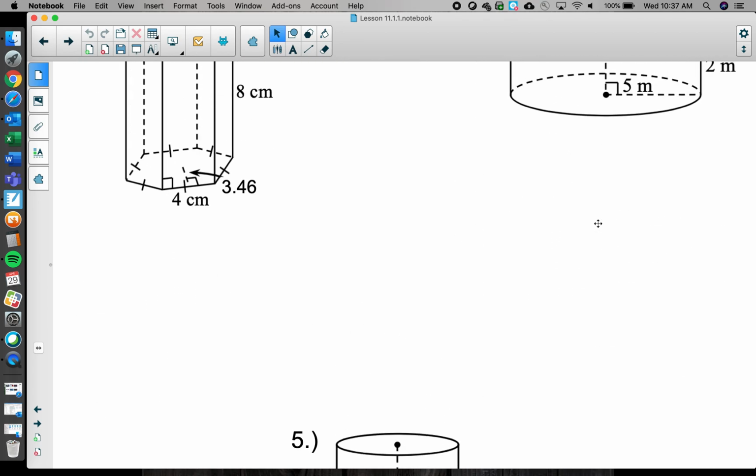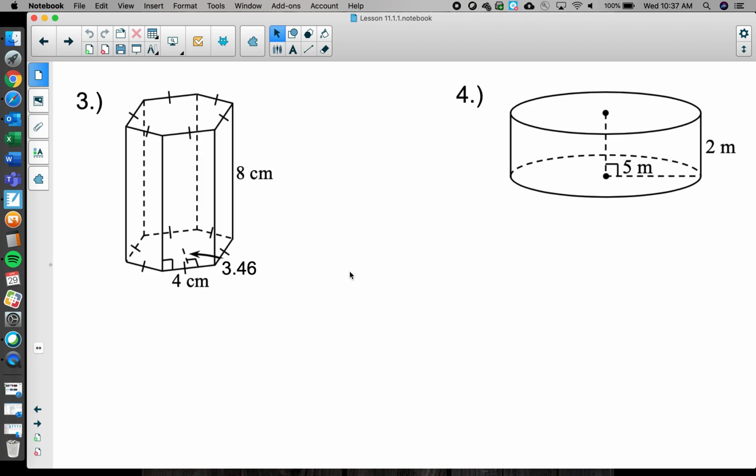When you get down to number 3, remember, to find the area of your base, you have to break this into triangles, where this 3.46 is the height. That's the height that's given of one of these triangles, so keep that in mind. Find the area of one triangle, multiply in this case by 6 because it's a hexagon, and then times the height will give you the volume. And then when you're finding surface area, remember, area of one hexagon, double it because you've got a second one, and then you've got 6 rectangular sides that are 8 by 4 each. And so add all those up.